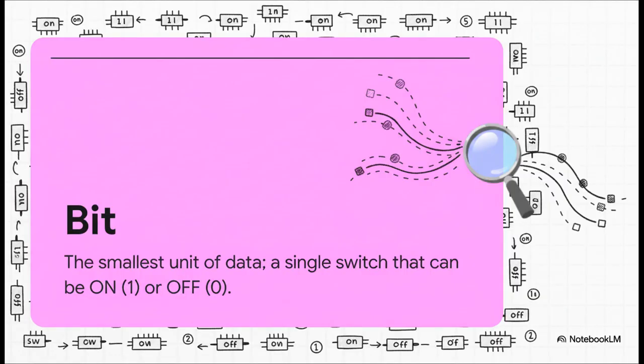So, everything, and I mean everything a computer does, starts right here with the bit. Deep inside your computer's processor are billions of microscopic switches. They're called transistors, and each one can only do two things: be on or be off, a 1 or a 0. That's it. That simple binary idea is the bedrock for everything else.